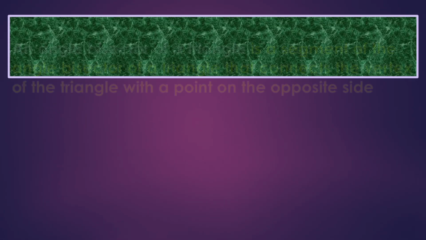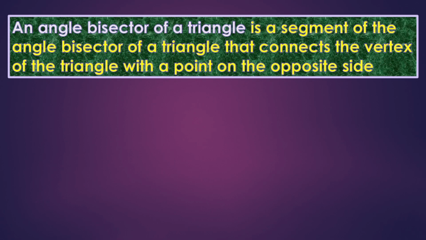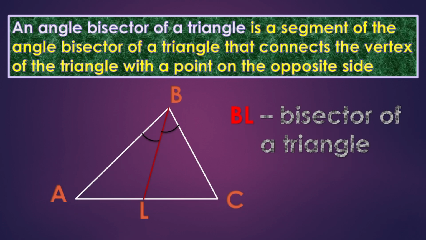An angle bisector of a triangle is a segment of the angle bisector that connects the vertex of the triangle with a point on the opposite side. Let's take the example triangle ABC, where BL will be the bisector. And so if angle ABC is 50 degrees, then BL is our bisector. So ABL is equal to LBC and is equal to 50 divided by 2 equals 25 degrees.